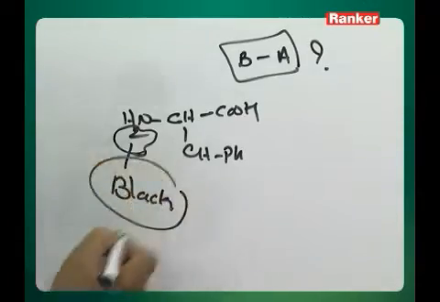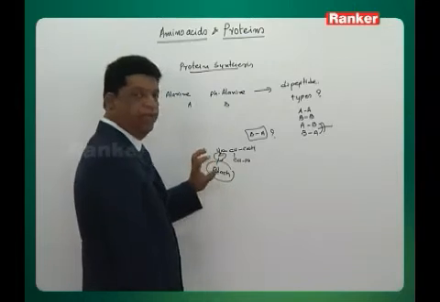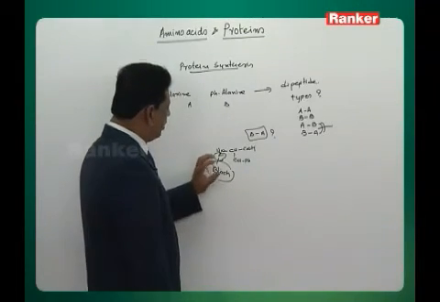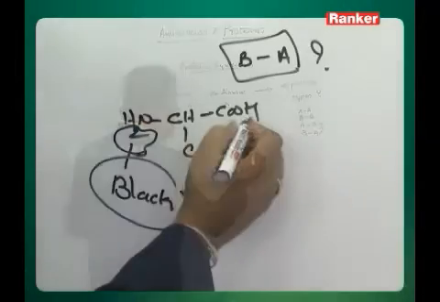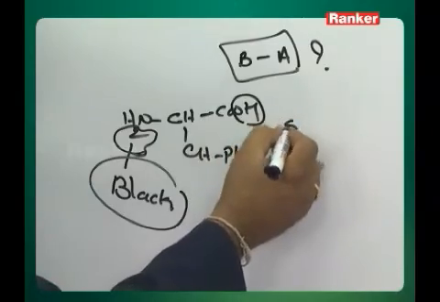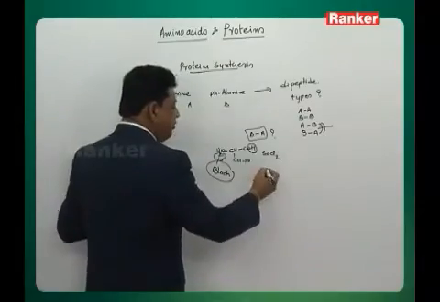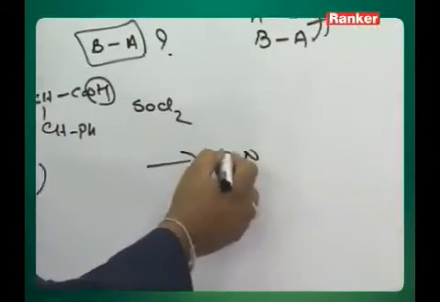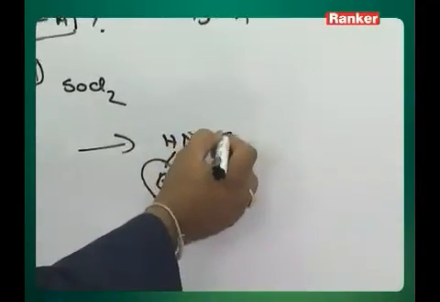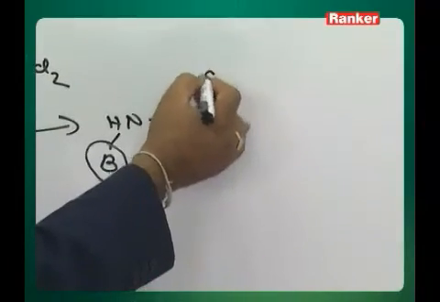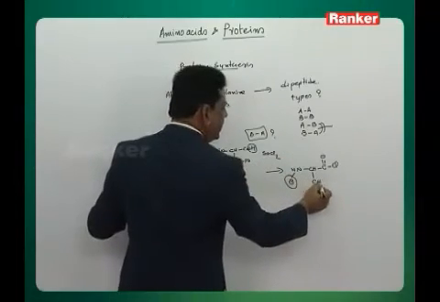like benzyloxycarbonyl chloride and so on. Different types of blocking agents are there. You add this blocking agent to this phenylalanine, so that this NH2 becomes blocked, and this COOH is converted, using either thionyl chloride or PCl5, into COCl. So, in phenylalanine the amino group is now blocked by a big blocking group, and the COOH is activated into the COCl.